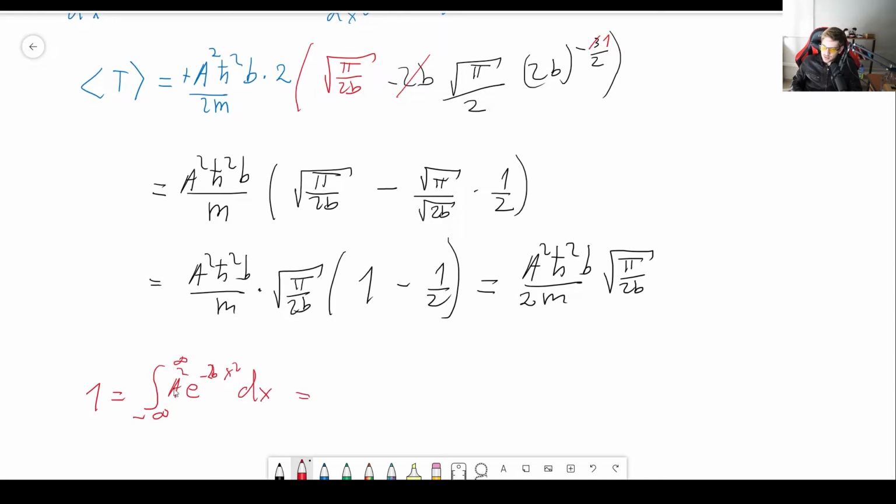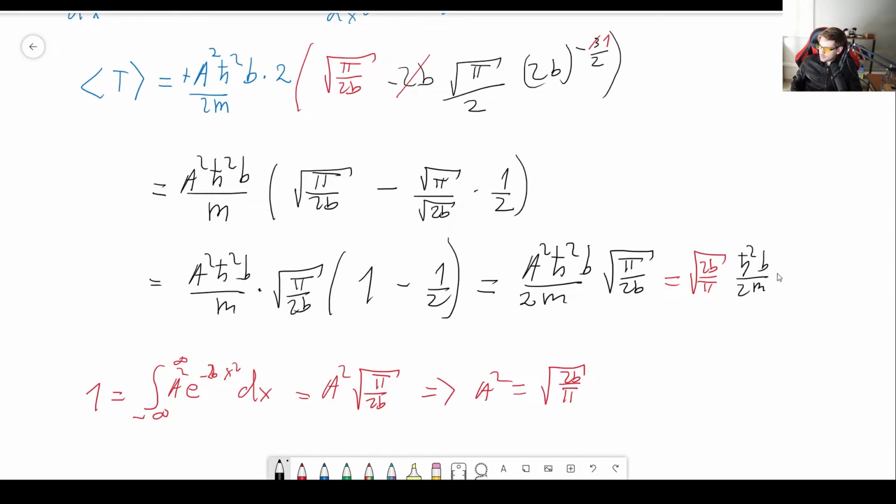We can put the a squared outside, and this is again a Gaussian integral. So we get square root of pi over 2b. So here we can easily solve for a squared, right? We divide by this, so we get square root of 2b over pi. So let's plug it in here. So we get square root of 2b over pi, which is a, times everything else. So h squared b 2m square root of pi over 2b.